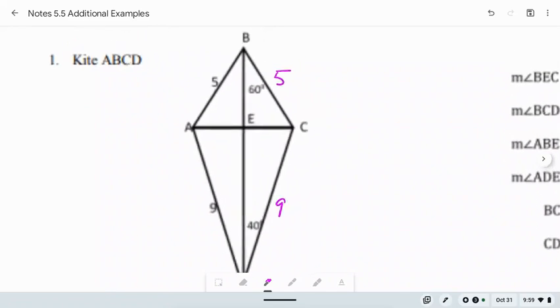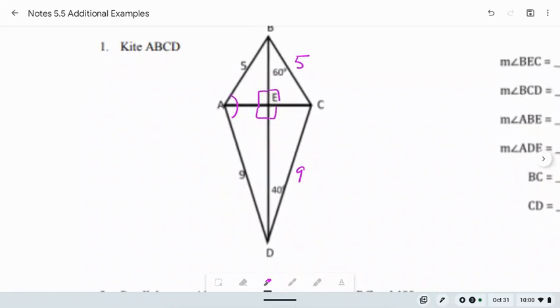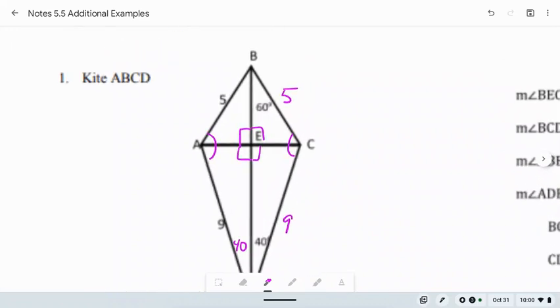I know the diagonals of a kite are perpendicular, so they would form 4 right angles in the middle. And then I also know that they have 2 pairs of opposite angles that are congruent. So that would be angle BAD and angle BCD. And then the 2 angles that are not congruent, I know that they are bisected. So if the bottom one is 40, the one next to it would also have to be 40 degrees. And if the top one is 60, then the one next to it would be 60.